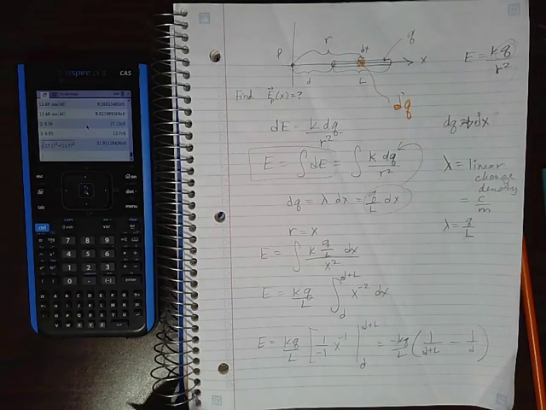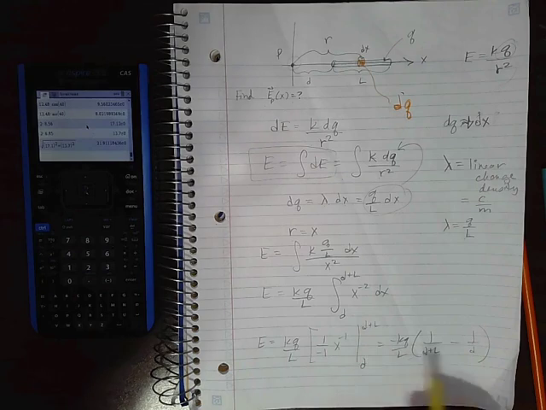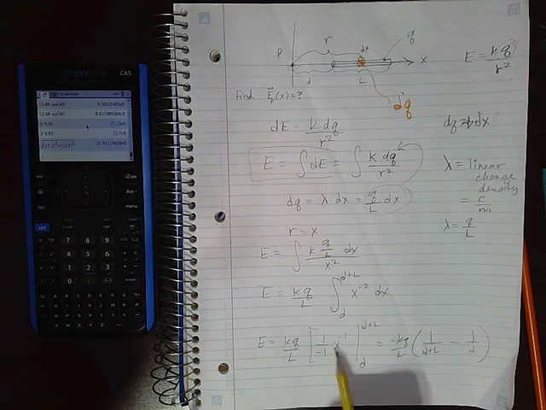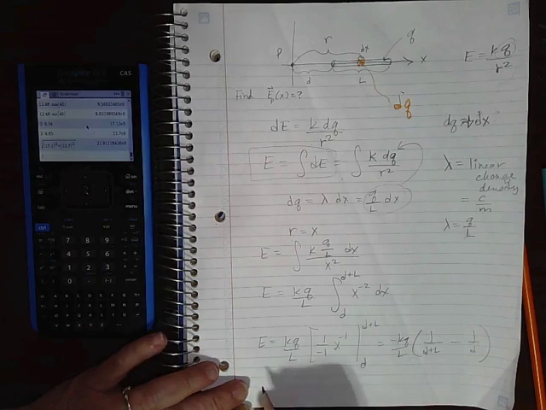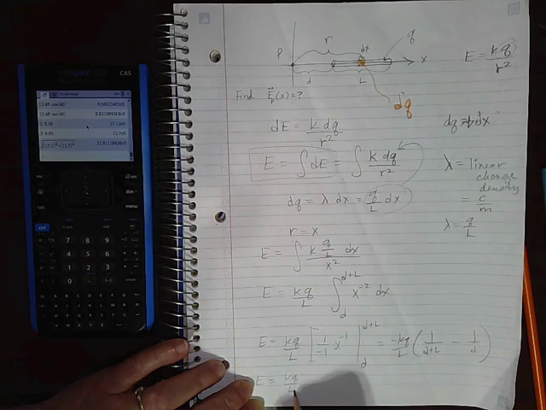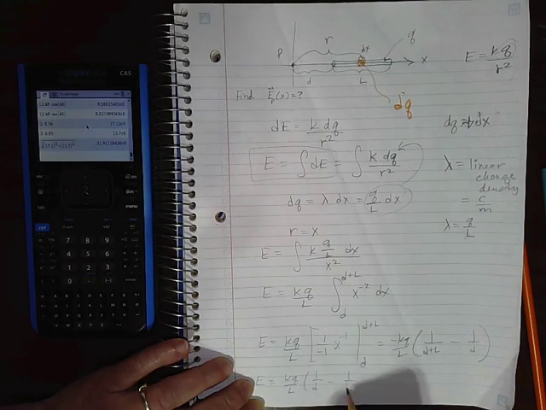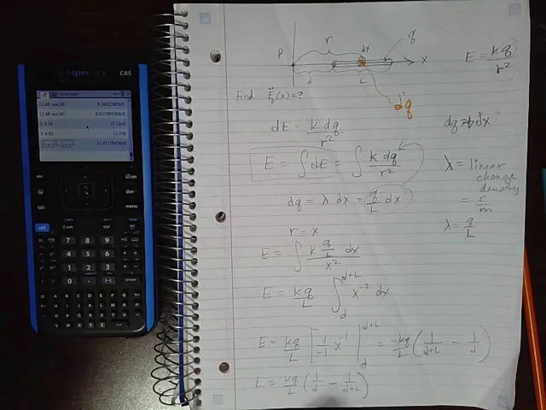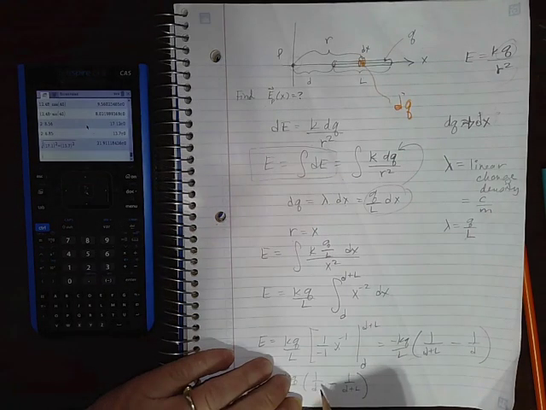Not too beautiful, is it? Did I do that right? I think I did. x to the negative 1 is just 1 over x. Can we make it any prettier? We can put the negative sign back in. So we have kq over L times 1 over d minus 1 over d plus L.